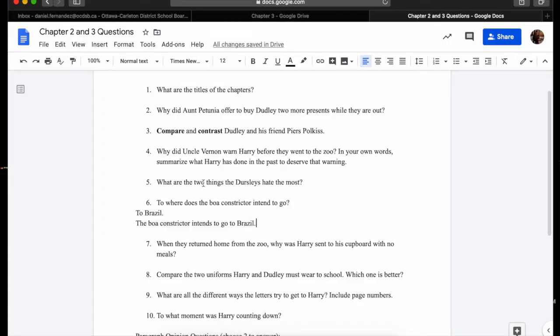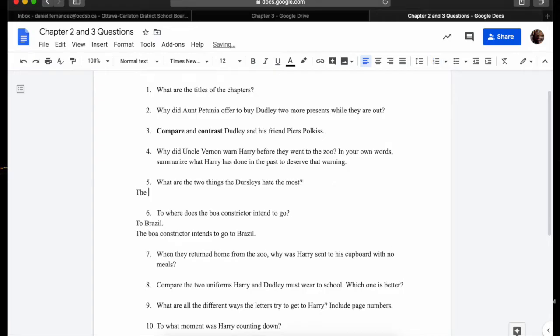If you had something along this line, what are the two things the Dursleys hate the most? The Dursleys hate. Now this one's a little bit trickier because many people would assume that you just write the most and then include everything else. But instead, you would write, the Dursleys hate when Harry asks questions or talks about things acting unusually the most.